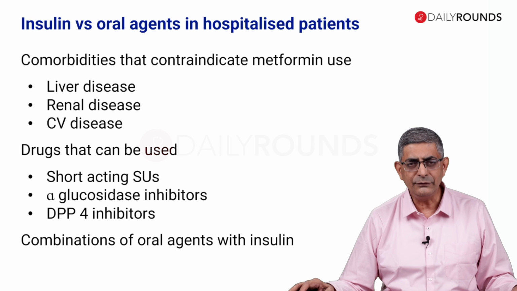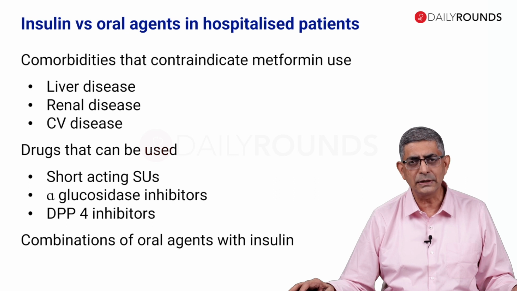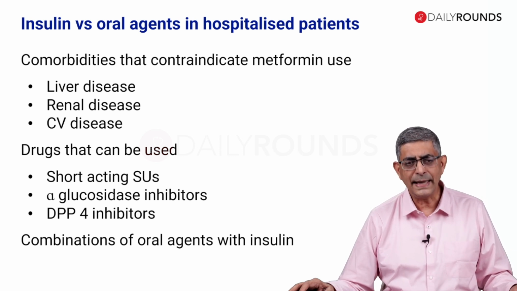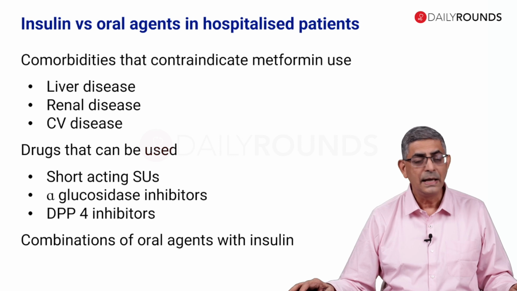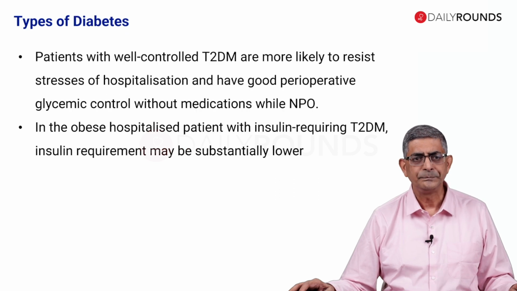There has been good evidence about DPP-4 inhibitors because they reduce the dose of insulin that we need to give, and in turn reduce the rates of hypoglycemia in our patients. We can combine oral agents with insulin, and there have been robust trials of DPP-4 inhibitors with insulin given in acute care.